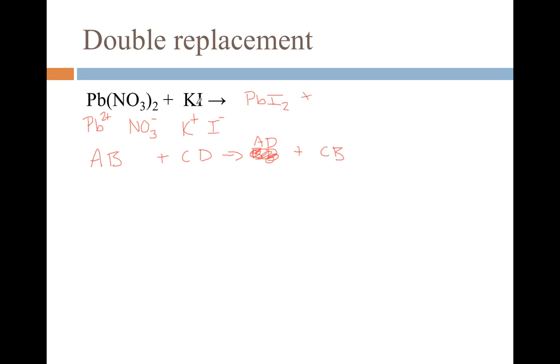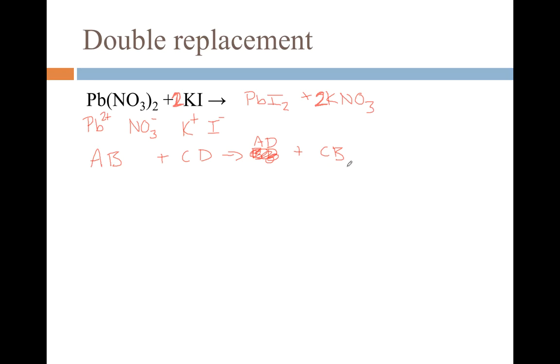Then my other product is going to be my potassium ions bonding with my nitrate ions. My potassium has a charge of +1 and my nitrate has a charge of 1-, so that is just going to give me KNO3, one of each, in order to get a neutral compound with an overall charge of 0. In order to balance this, I have 2 iodides on the right and 1 on the left, so I'm going to add a 2 there. That changes my potassium to 2 on the left, so I'll end up with a 2 over here, and then my nitrate will be balanced.